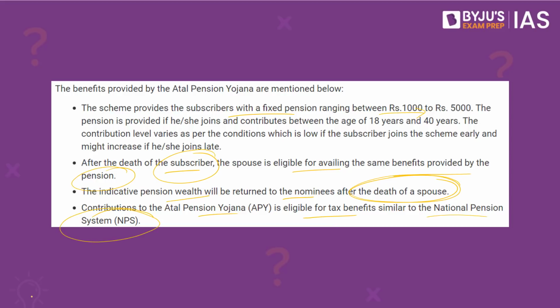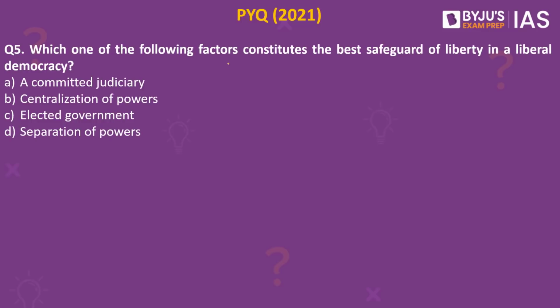Now let's look into the next practice question. Which one of the following factors constitutes the best safeguard of liberty in a liberal democracy? A committed judiciary, centralization of powers, elected government, separation of powers. The answer to this is separation of powers. This happens to be a previous year question from the year 2021.